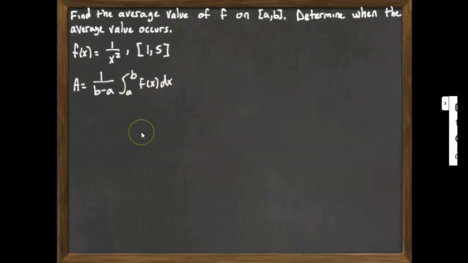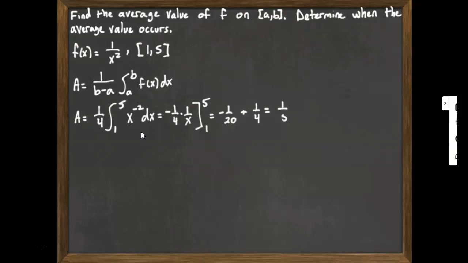Okay, so that's the average value. So we apply that to our function. That would be 1 over 5 minus 1, which would be 1/4, times the integral from 1 to 5. And I've rewritten 1 over x squared as x to the negative second dx. Then we just carry this process through. Add 1 to the exponent, which will make it -1, and then divide by it. So that'll give me a negative 1 times 1 over x, evaluated at 1 and 5. You could have written that as negative 1 over x if you wanted to.